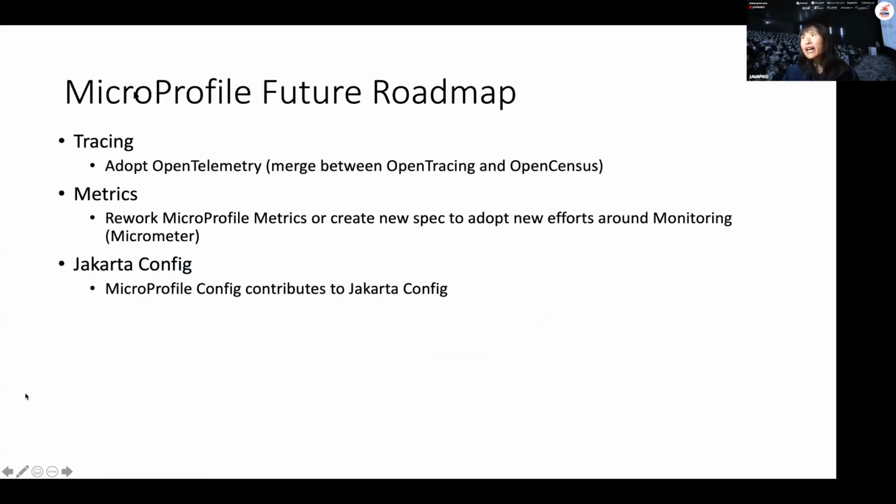The other future roadmap item is, as I mentioned earlier, OpenTracing and OpenCensus merged to become OpenTelemetry. MicroProfile OpenTracing is based on OpenTracing, so it goes without saying that we have to align with MicroProfile OpenTelemetry. That's ongoing. If you are interested, please get in touch with me. I will directly get you invited into the group.